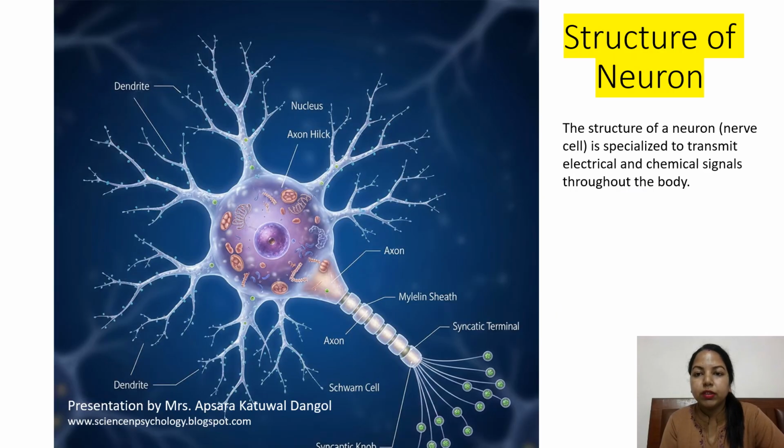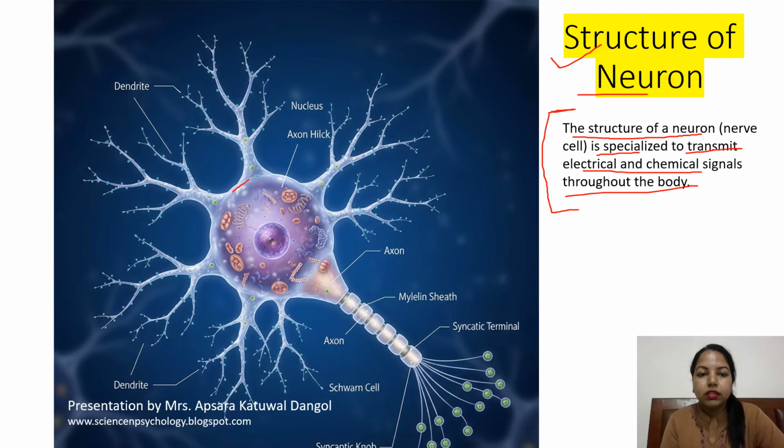So in our latest video, we discussed the types of neuron. Today we are going to learn about the structure of neuron. It is very specialized as it transmits electrical and chemical signals throughout the body. In neural communication, we have discussed that communication between neurons is through electrical and chemical signals. Let us see more about the structure or the parts of the neurons.